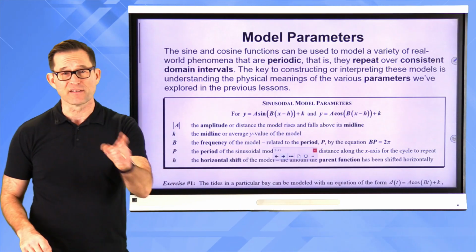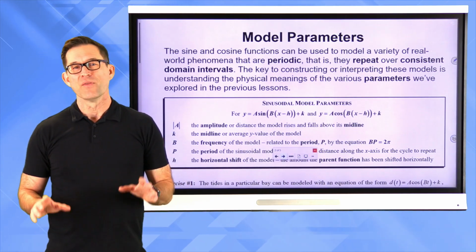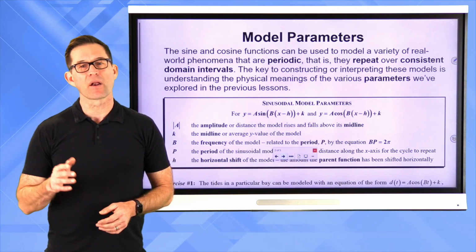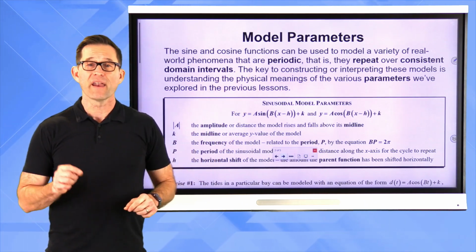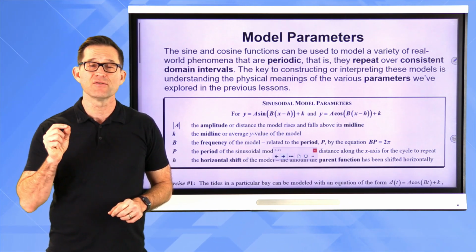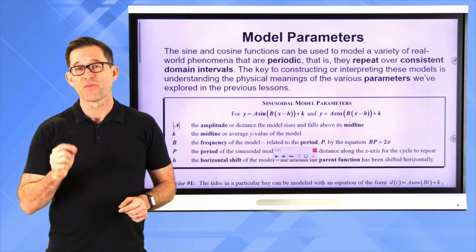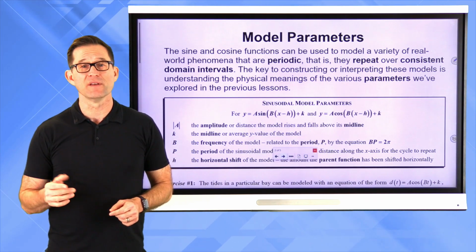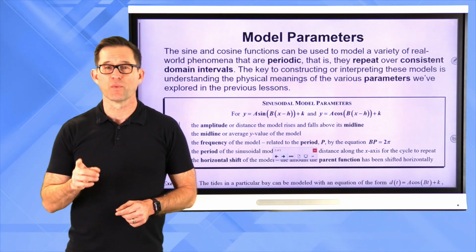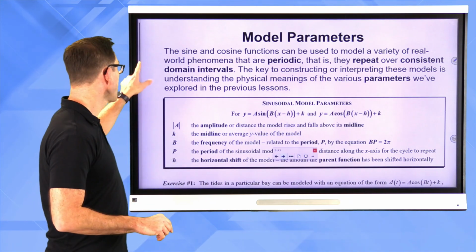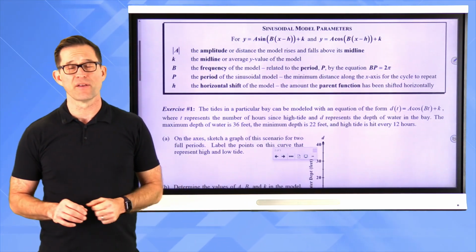Model parameters. The sine and the cosine functions can be used to model a variety of real-world phenomena that are what are known as periodic. That is, they repeat over consistent domain intervals. In other words, periods. The key to understanding or interpreting these models is understanding the physical meaning of the various parameters we've explored in the previous exercises. So let's talk about those quickly before we start to jump into the exercises.